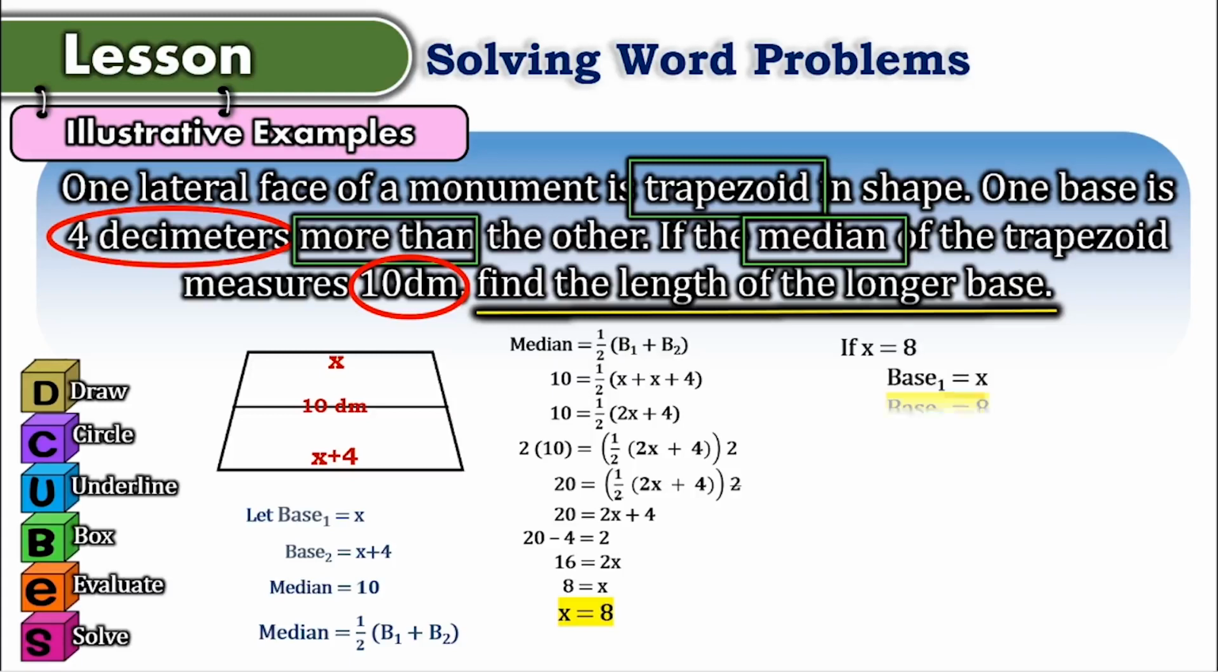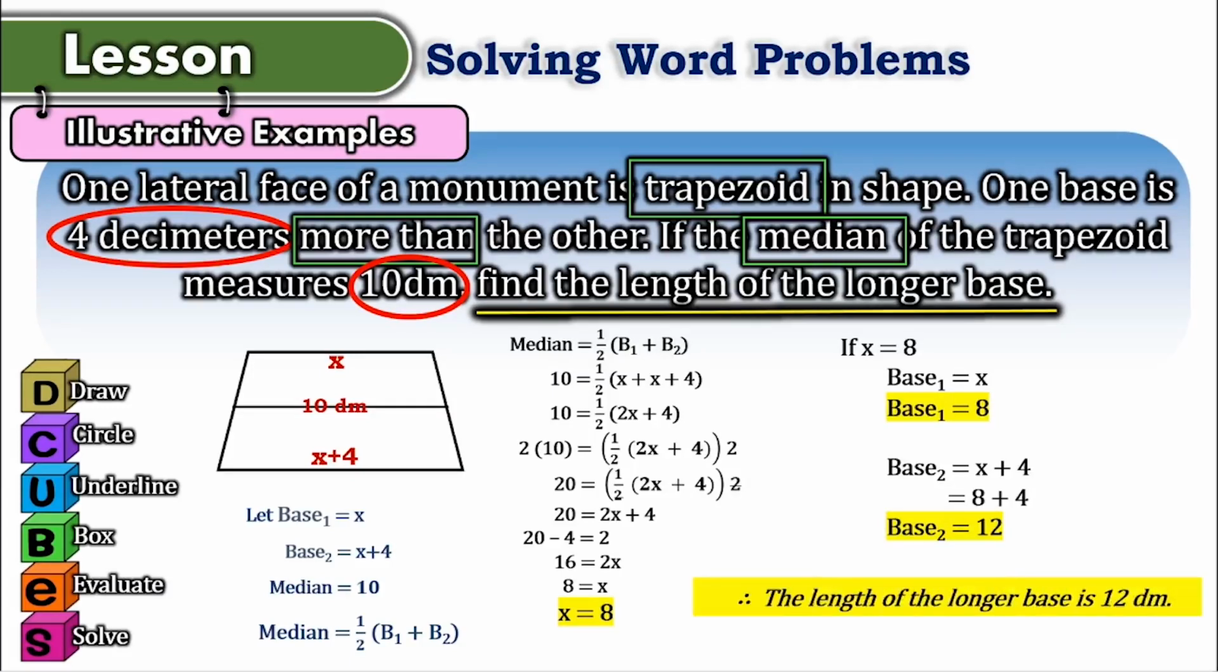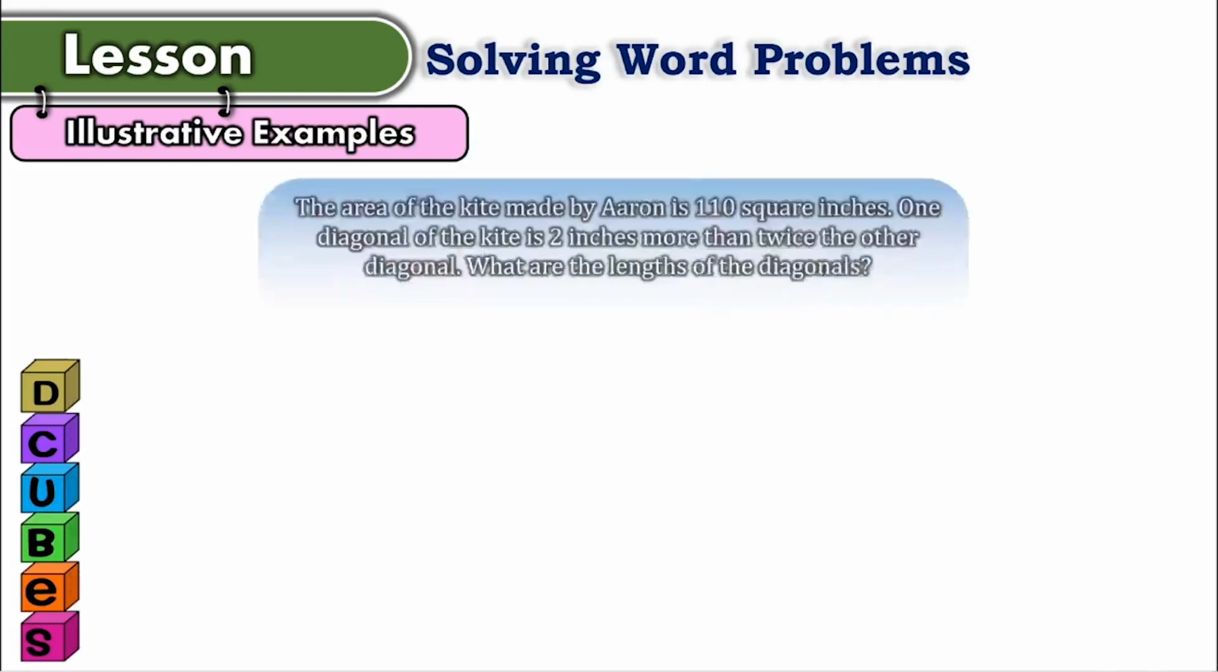Using the value of x, we can solve for the length of the bases. Upon comparing the lengths of base 1 and base 2, we can conclude that the length of the longer base is 12 decimeters. Problem number 5.